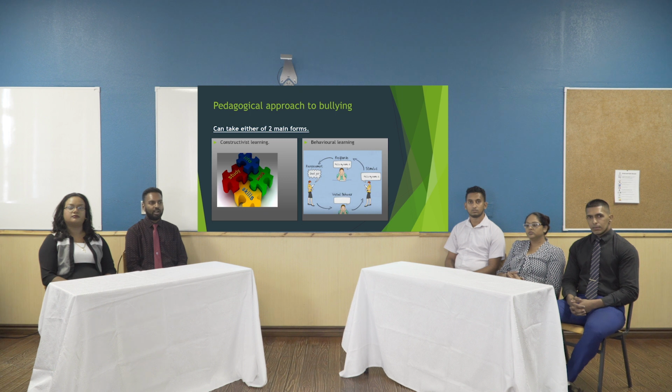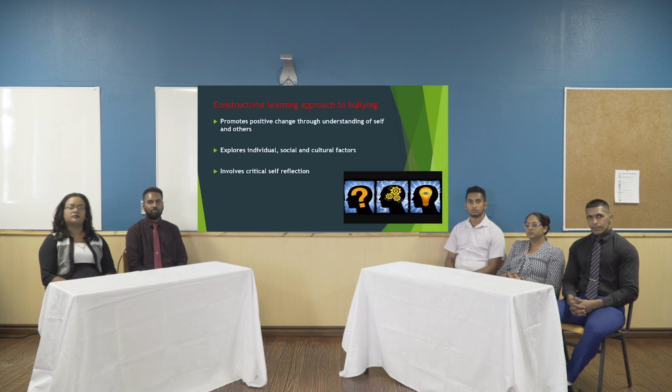We want to know how our pedagogy can be incorporated into the problem of bullying. And there are two main forms we can look at. There's the constructivist learning theory and there's the behavioral learning theory. The constructivist learning approach to bullying promotes positive change through understanding of the person's individual self and of others. It explores the social and cultural factors which may cause bullying and which would be mitigating factors in reducing the impacts of that. But most importantly, it involves critical self-reflection.